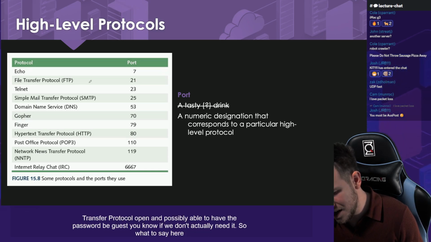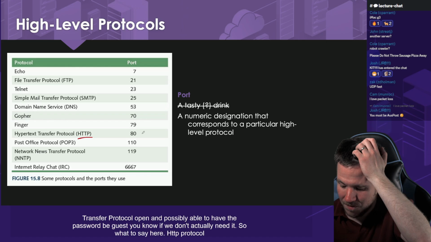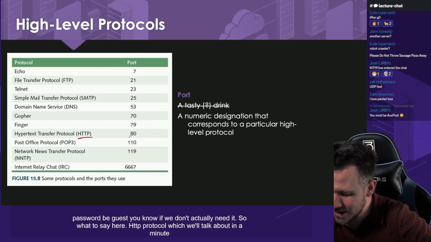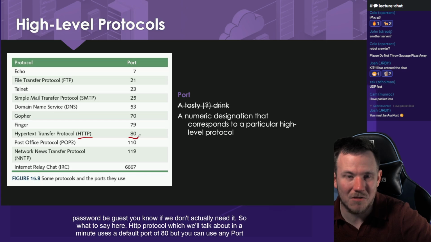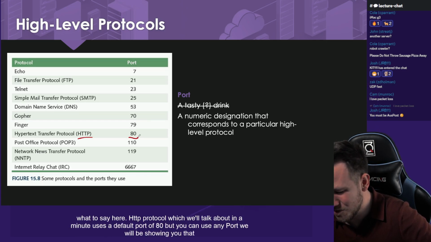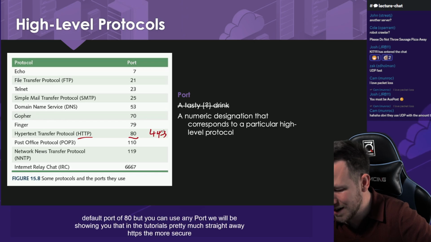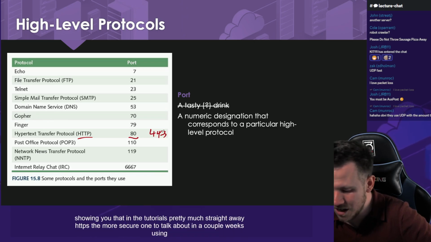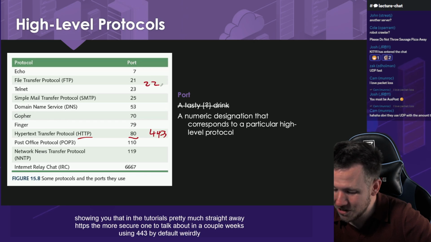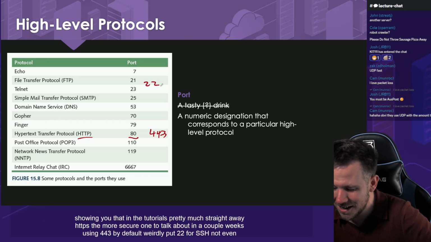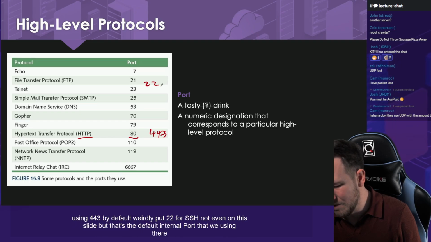So what to say here? The HTTP protocol, which we'll talk about in a minute, uses a default port of 80, but you can use any port. We will be showing you that in the tutorials pretty much straight away. HTTPS, the more secure one, which we'll talk about in a couple of weeks, uses 443 by default. Weirdly, port 22 for SSH, not even on this slide, is the default internal port that we're using there for all these services.